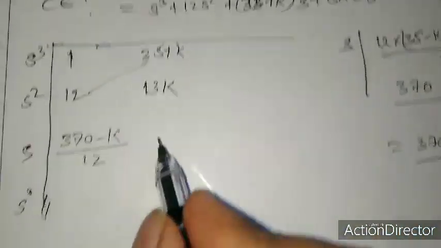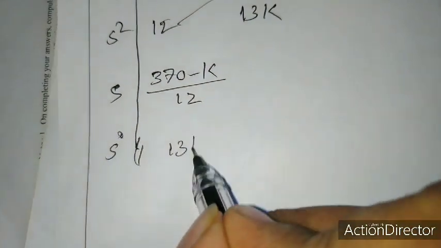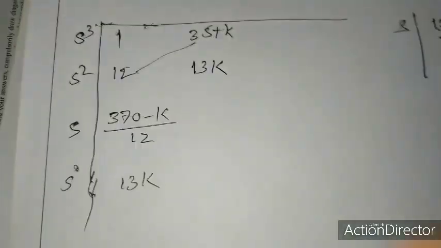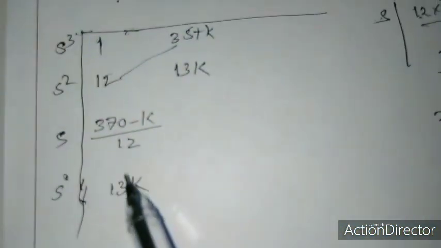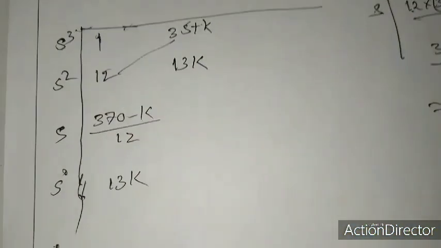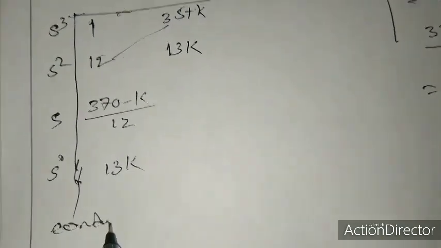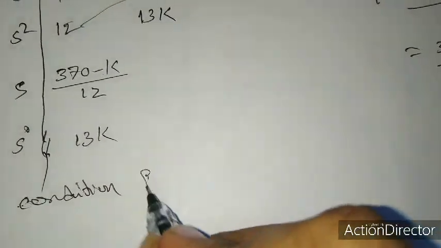So next, here there is no term, so I'll get 13k here. Now I have to find out the k value for the system to be stable. For the system to be stable, all the elements of this first column should be positive. That is the condition for stability.